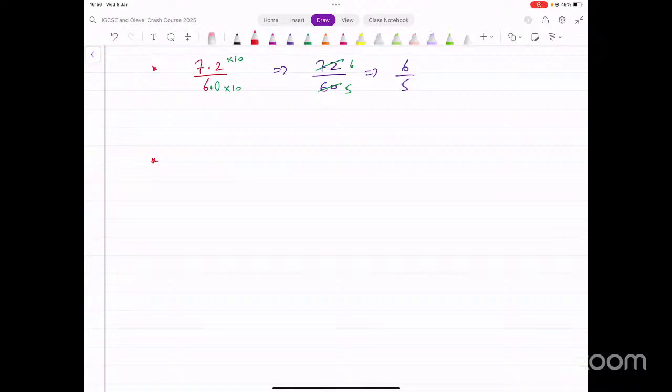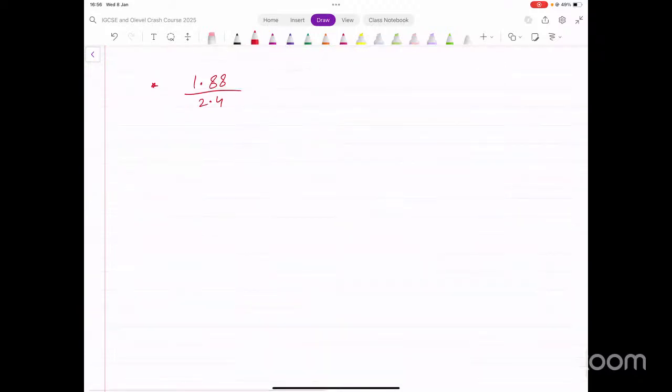Let's say we want to divide 1.88 divided by 2.4. Let's say we want to do this division. Now, how is this going to work? Now, the numerator has how many decimal places? 2 decimal places. The denominator has 1 decimal place.